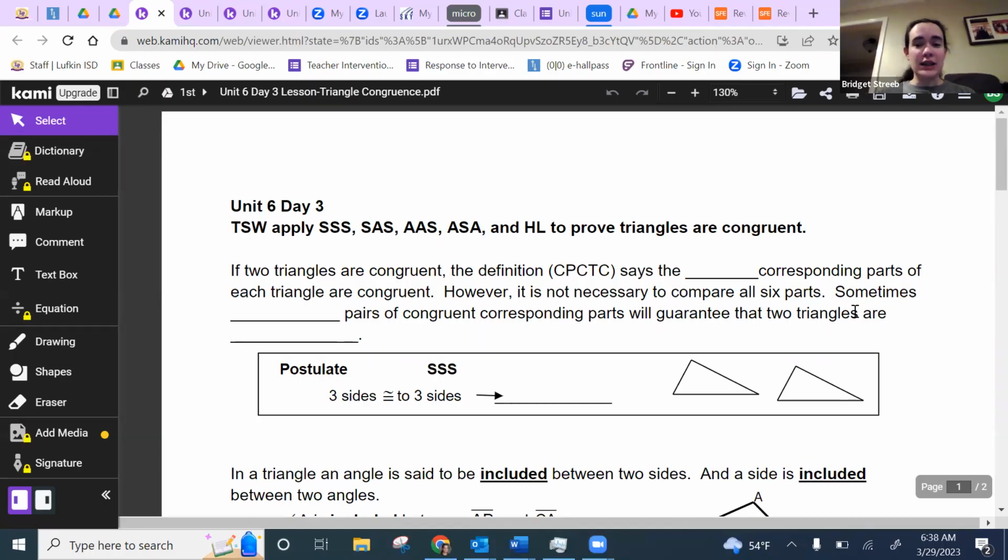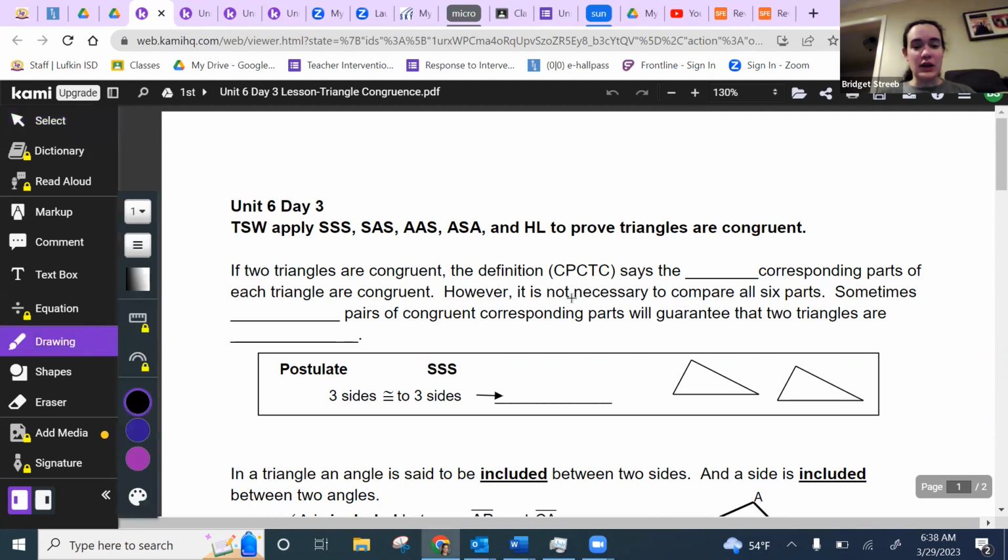Make sure that you actually take notes today, because without taking notes, this concept is exceedingly challenging. So today we are going over proving triangles are congruent. Instead of doing what we did yesterday and having to have all 6 pairs of congruent parts being congruent, we are going to prove 3 pairs of parts are congruent, and this proves that 2 triangles are congruent.